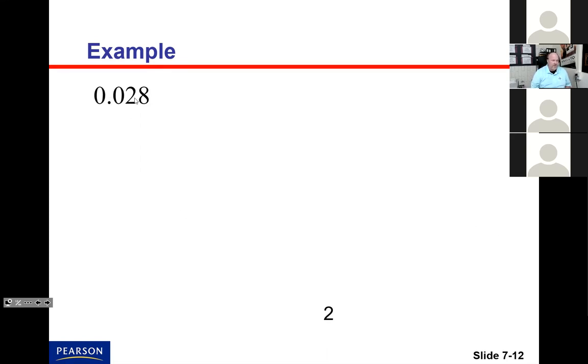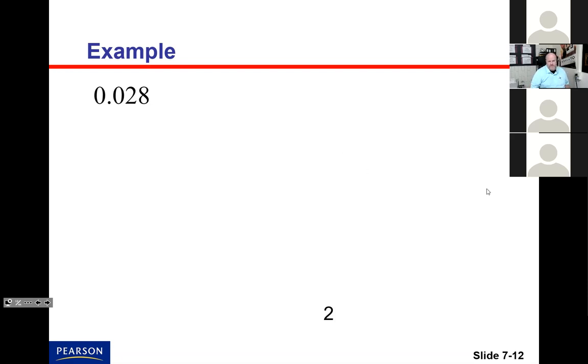So if you have here, you get rid of the decimal and you have 28, right? And you put it over 1. And then how many decimal places are there? There's 3, right? So you would end up with 28 over 1,000 and then reduce it. Now, let's take a look at this. This is how they break it down. It's kind of interesting.